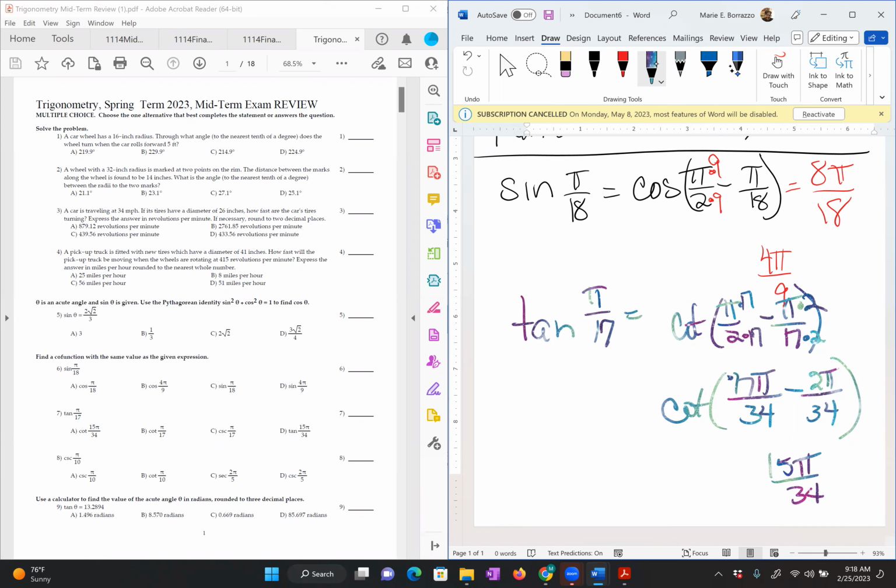So I believe that answer is D. I'm sorry, not D. It's A. My apologies, A, because it's a cotan. So final answer, cotan of 15 pi over 34.